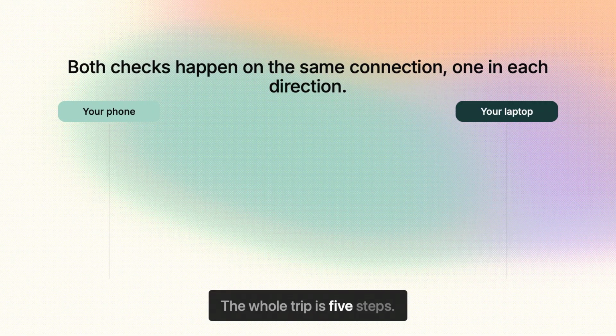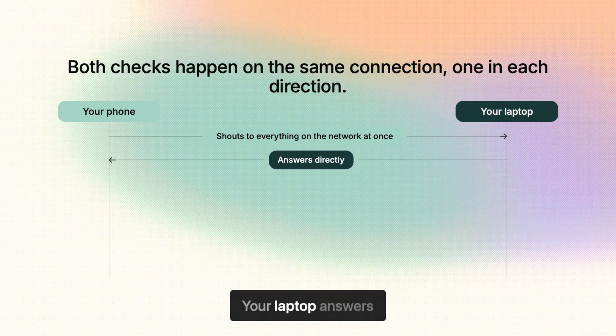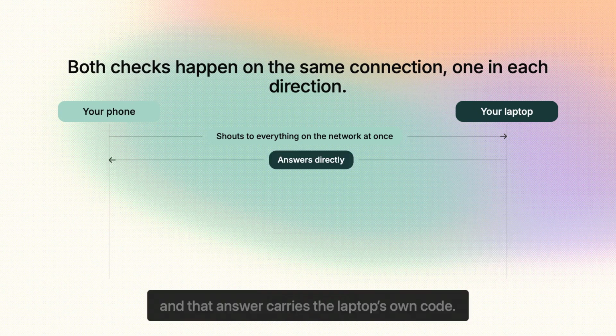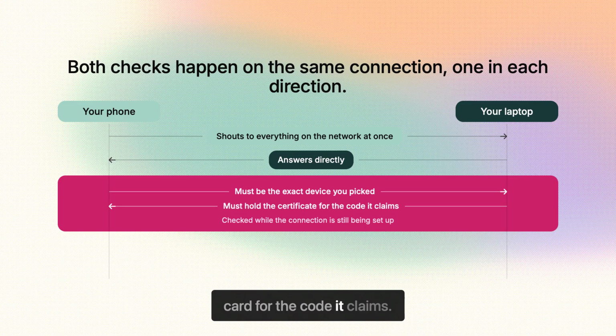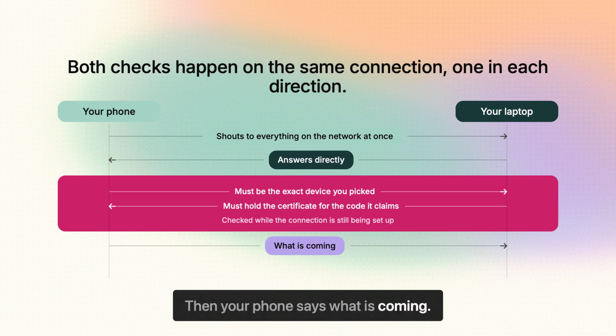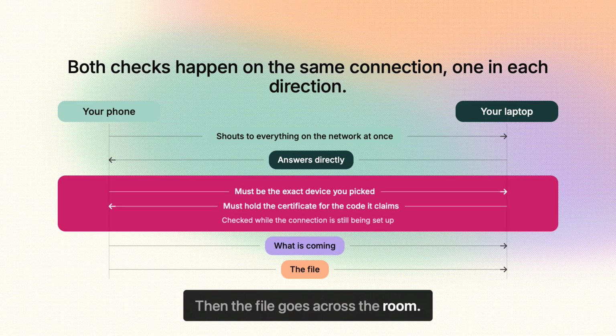The whole trip is 5 steps. Your phone shouts. Your laptop answers straight back, and that answer carries the laptop's own code. Then, the two devices check each other, and each side asks something different. Your phone asks the laptop to be the exact device you picked. Your laptop asks your phone to hold a card for the code it claims. Then your phone says what is coming. Then the file goes across the room.